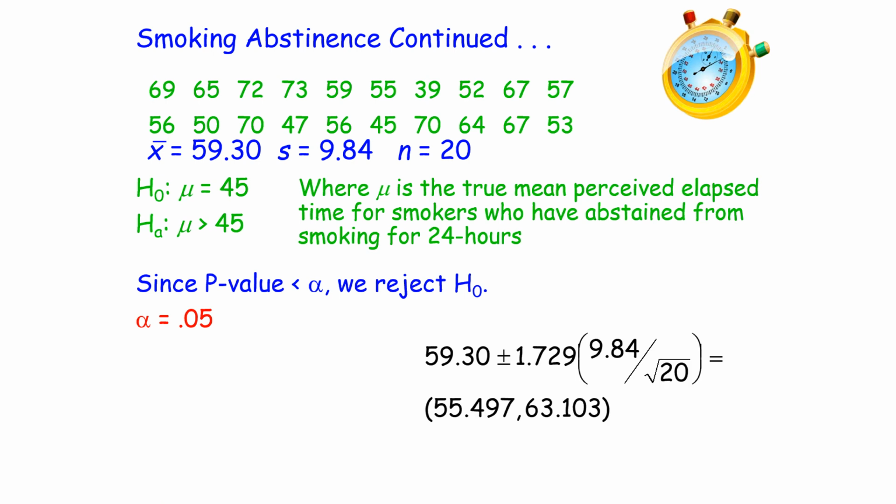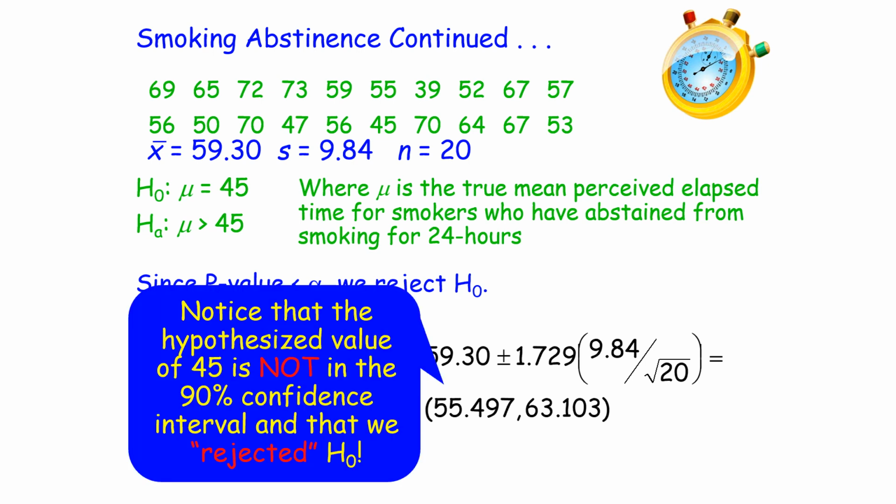Plugging in our values, that gives us an interval of 55.497 and 63.103. Notice that the hypothesized value of 45 is not in the 90% confidence interval, and that we rejected that null hypothesis.